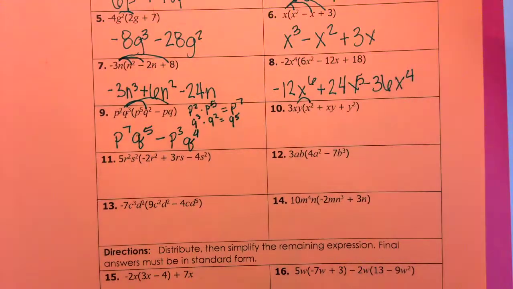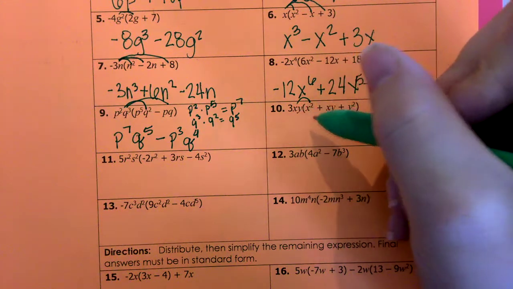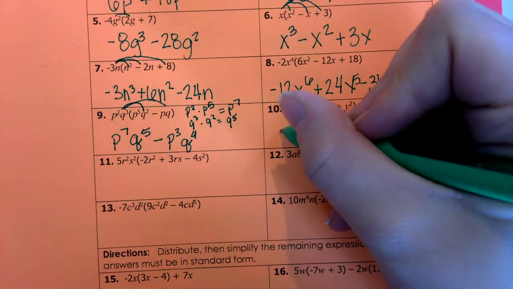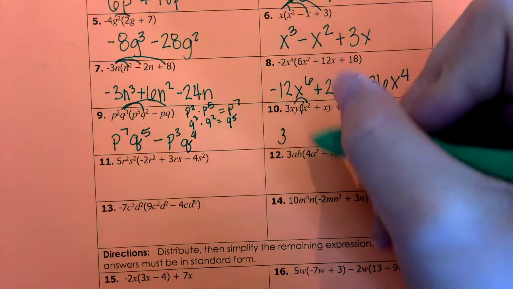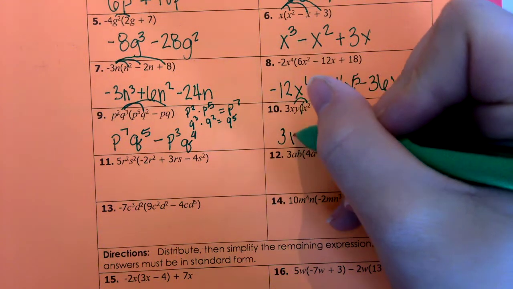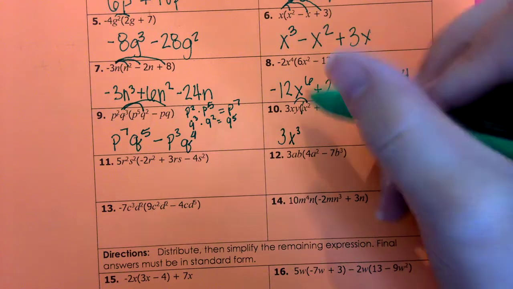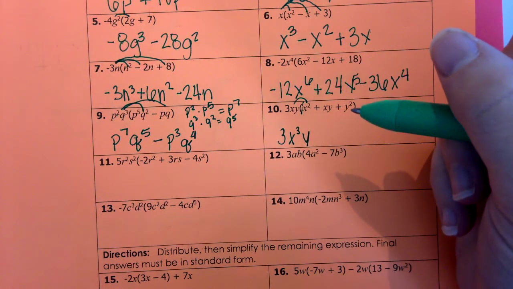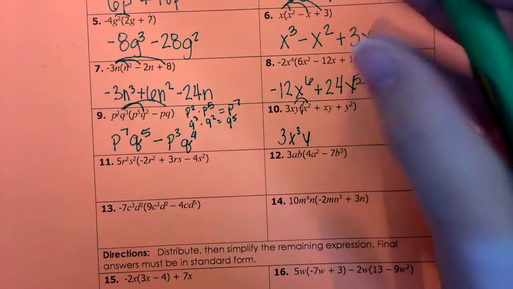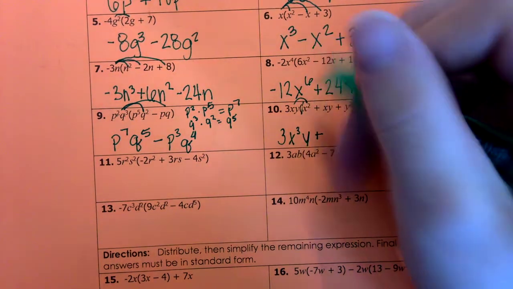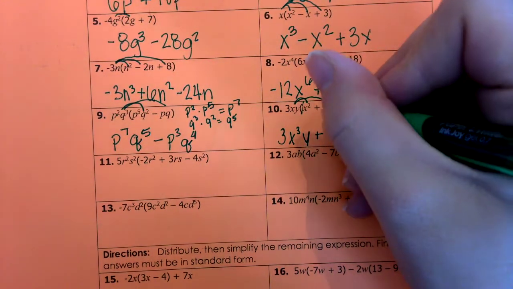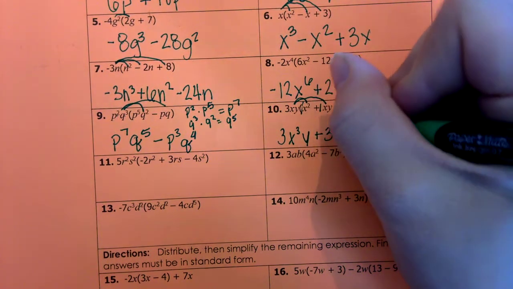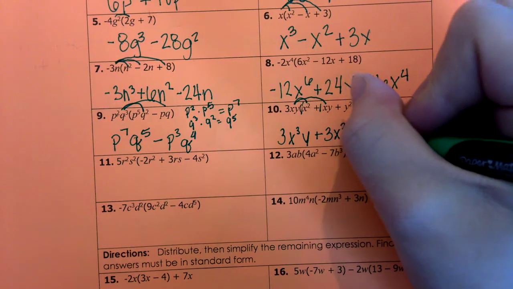So then on here, I have 3xy times x squared. Well, I just have 3 because it's technically times a 1. X times x squared is going to give me x cubed. And then y times, there's no other y there, so I'm just going to write y right back there. Okay? Now, I'm going to multiply the next term. Well, again, 3 times 1 is 3. X times x is x squared. And y times y is y squared.